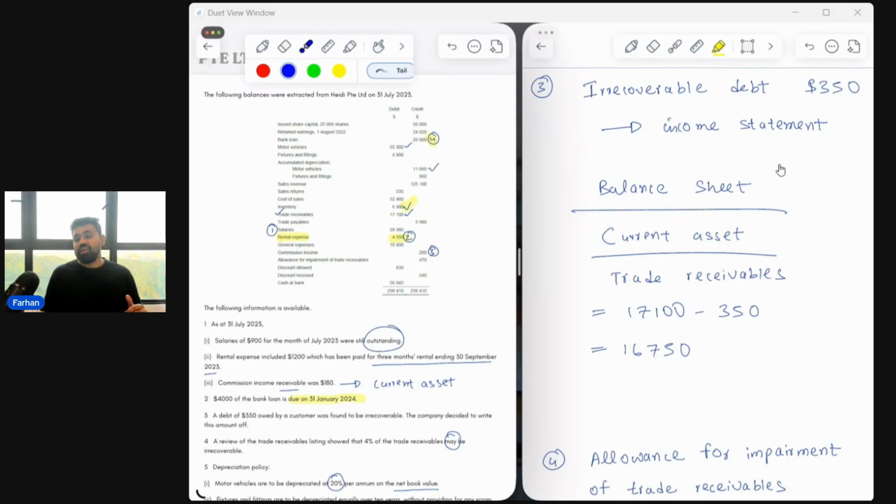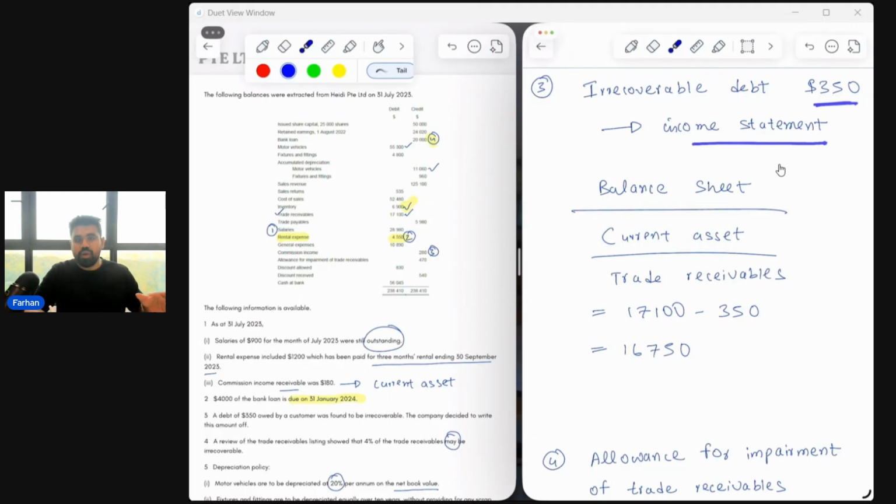And therefore this is an expense for the business because you have some kind of loss which is going to have an impact on your profit, right? So irrecoverable debt, which is also known as bad debts, of $350. So this is what we report in the income statement, which is a statement of financial performance, okay?